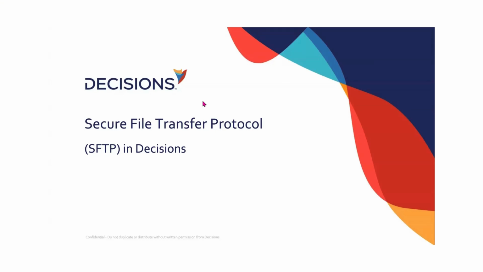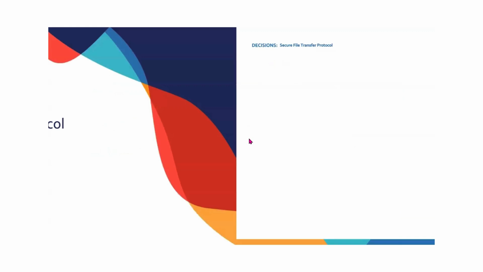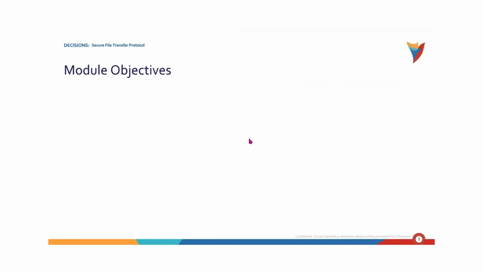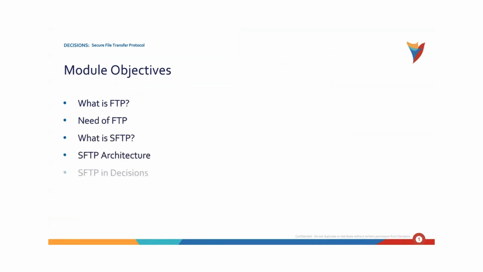Welcome to a video on secure file transfer protocol in Decisions. In this video, we will look at the following topics. What is FTP? The need of FTP? What is SFTP? SFTP architecture and SFTP in Decisions. We will also look at a short demonstration of FTP in the Decisions platform.